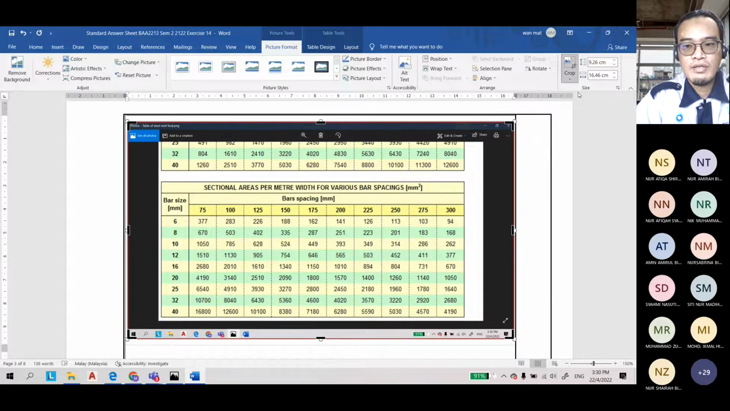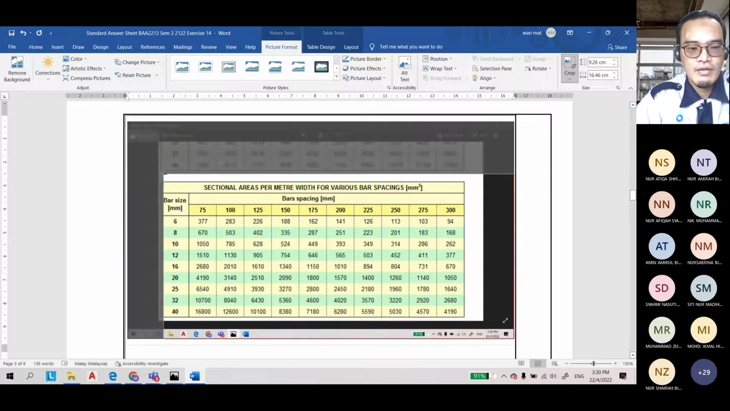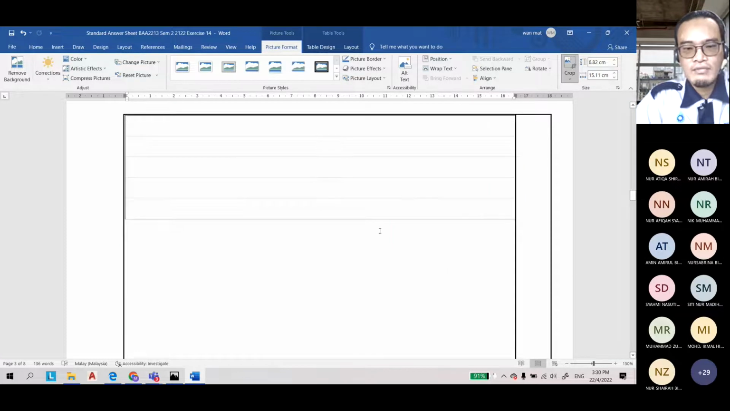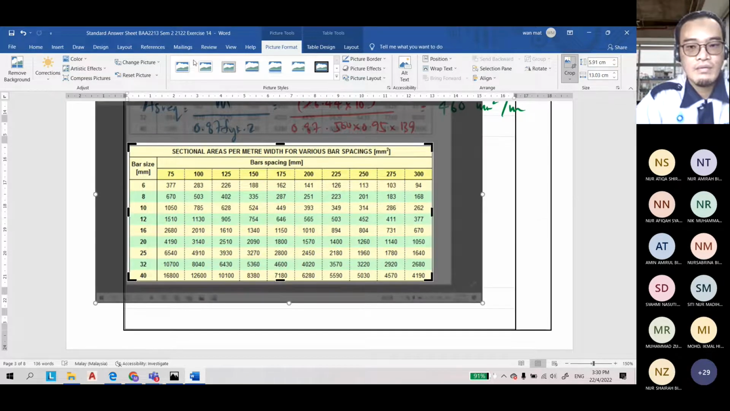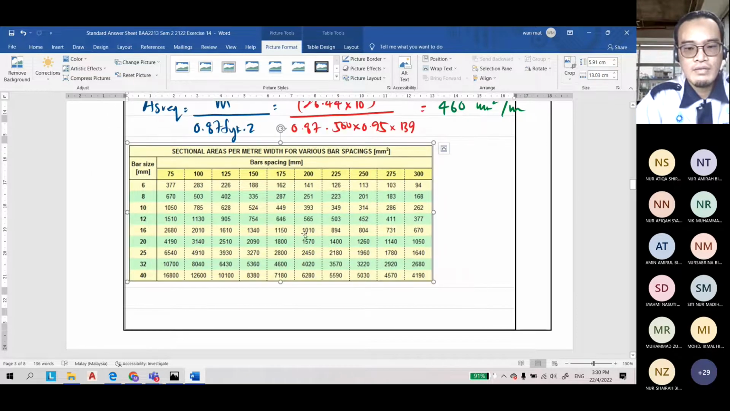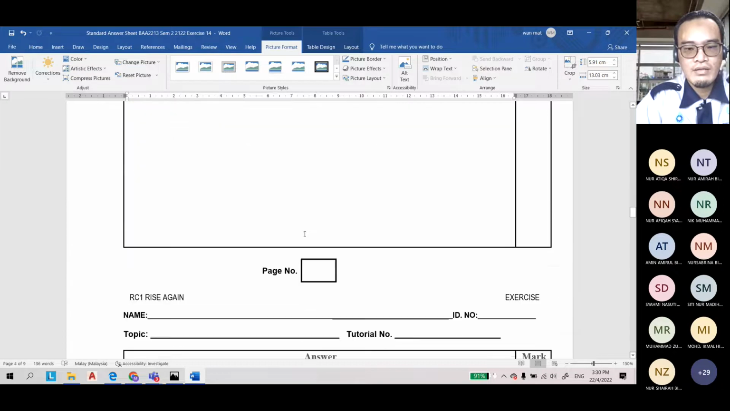You can Google from the internet. I Googled this table from the internet. For this table, it's not so pretty, but never mind.